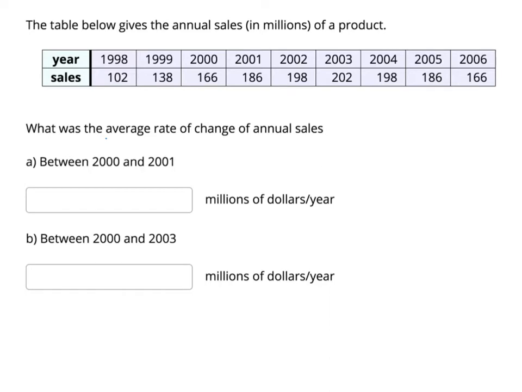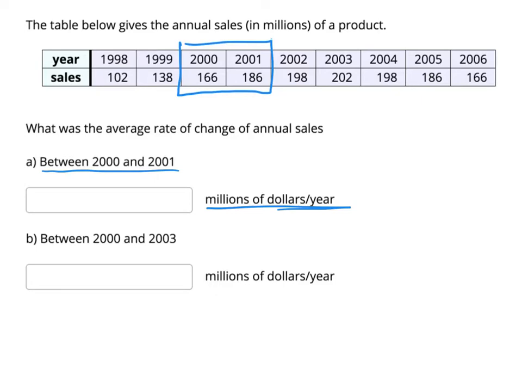So for this one then, for part A, we're looking to see what's going on between 2000 and 2001. So it's telling us that we're just worried about that part of it. So what I want to know is millions of dollars per year. And notice that sales here is done in millions, so that's why it's talking about millions there. You don't have to multiply or divide by a million to figure it out, because it's already in millions.